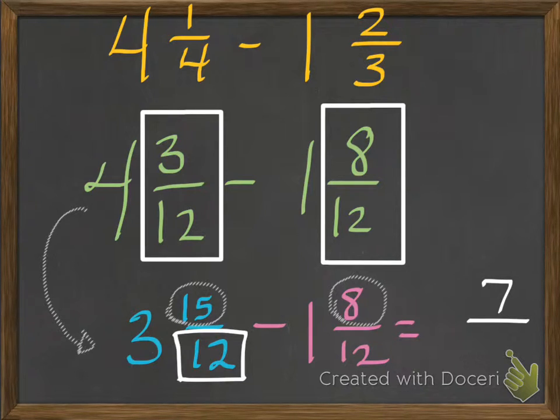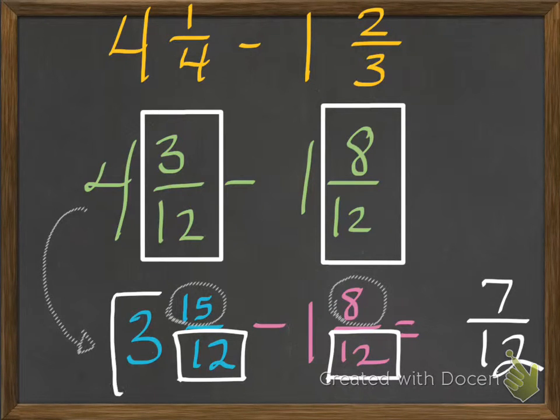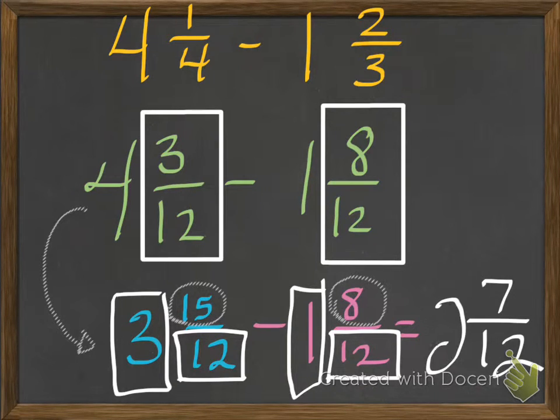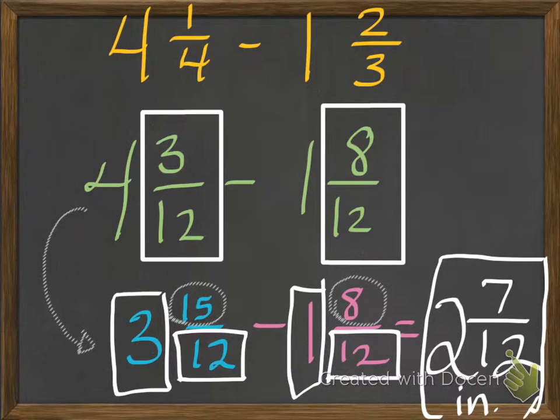The denominator stays the same, so 12ths stays the same. Then I subtract the whole number. 3 minus 1 is 2, so I get 2 and 7/12. It cannot be simplified because I cannot divide anything out of 7 and 12. So 2 and 7/12 inches is my final answer.